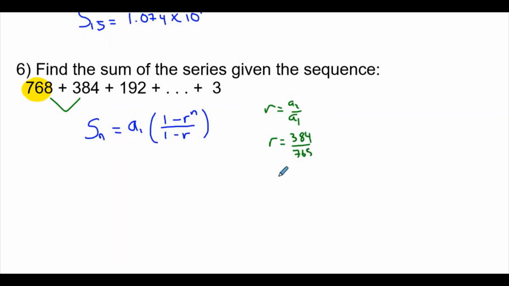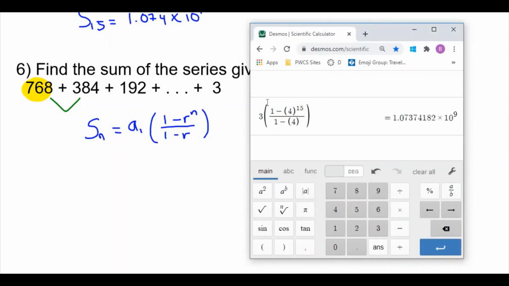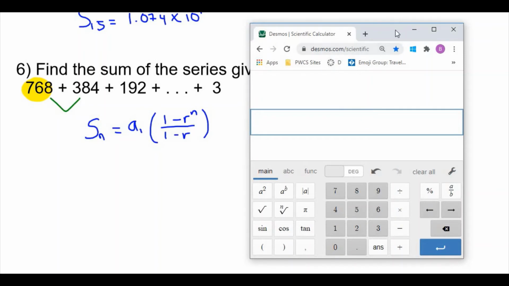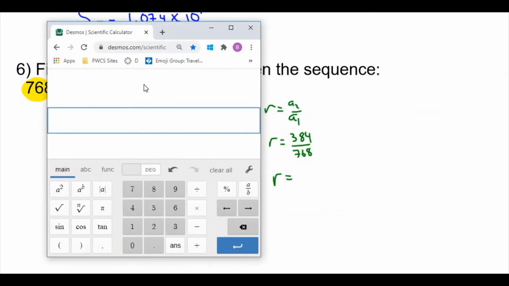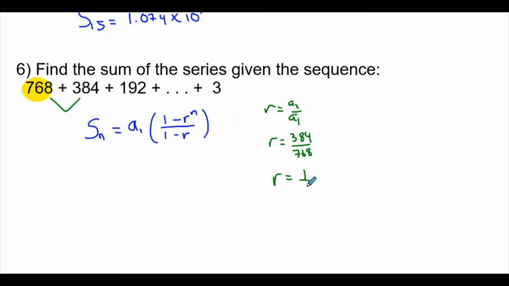Don't be afraid of those numbers, because calculators can reduce them, and sometimes when you reduce it, it reduces to a very nice number. So let's see what we get here. 384 divided by 768. Oh, that's just a half, which is very convenient, right? It just comes out to a half.